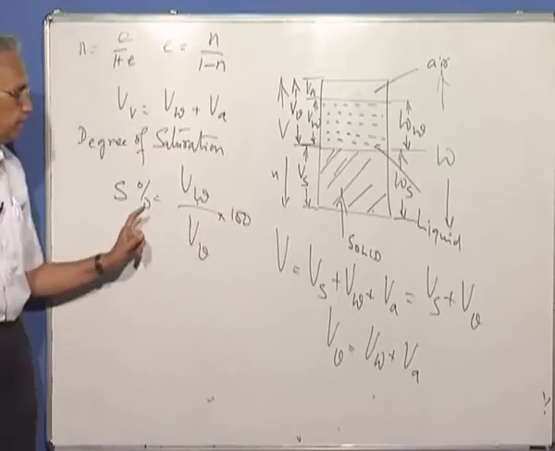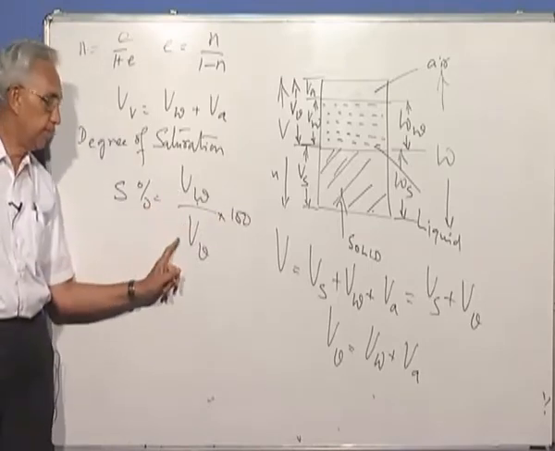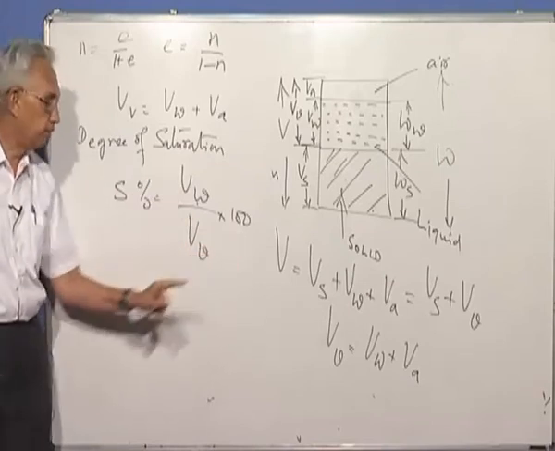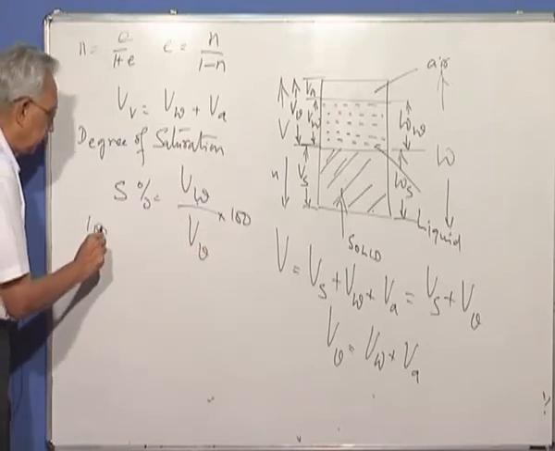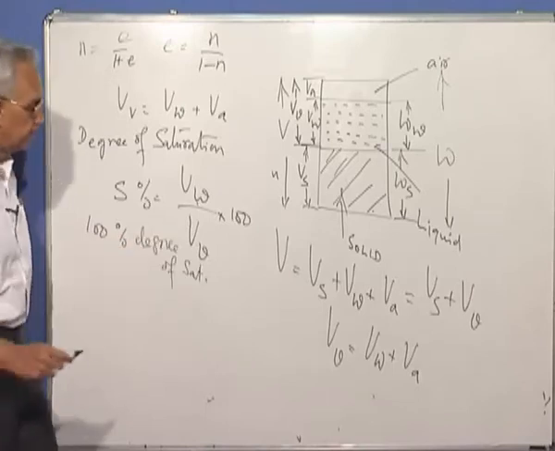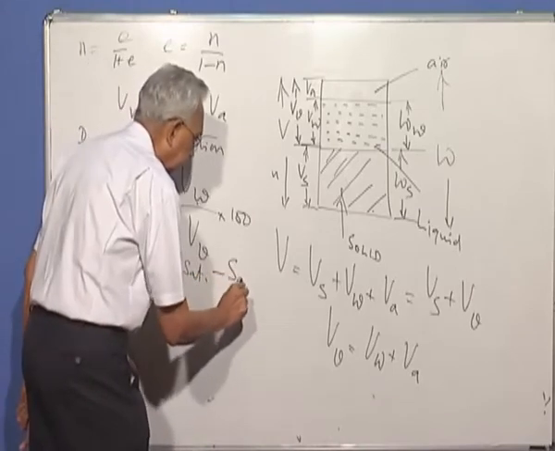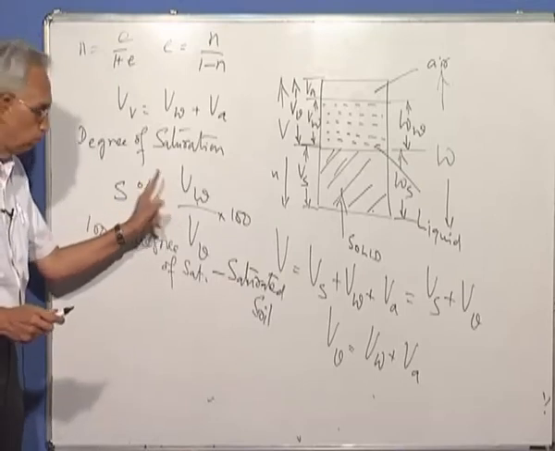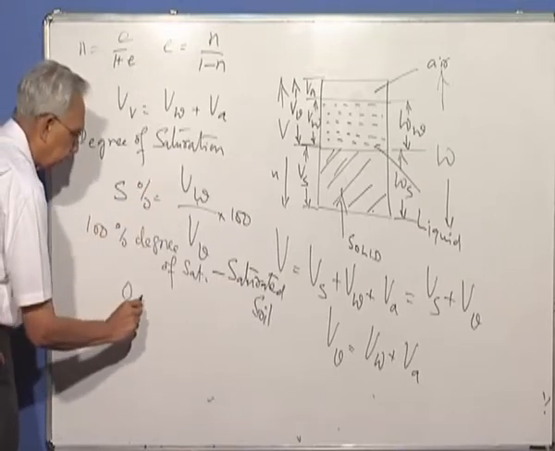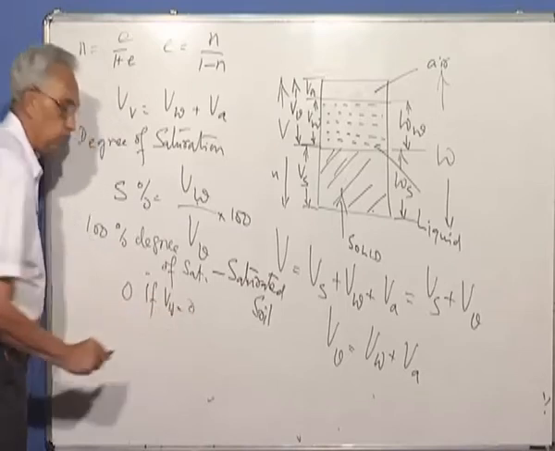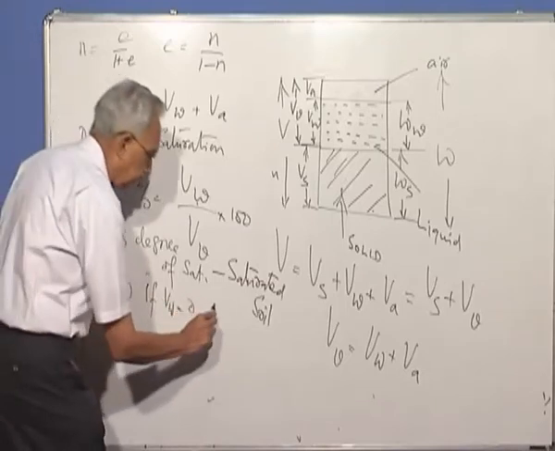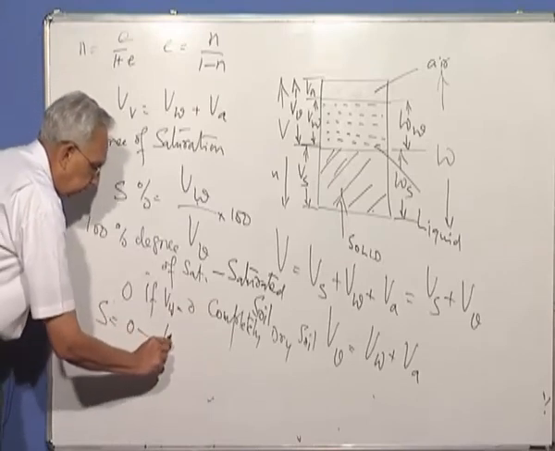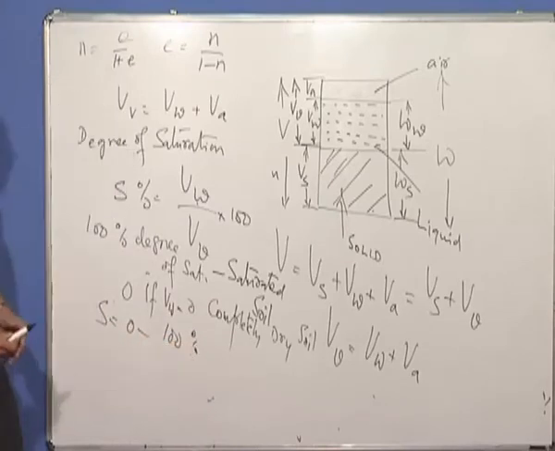You can see that if volume of water is equal to volume of voids, this ratio is 1, multiply by 100, and you get 100% degree of saturation, and this is called a saturated soil. And if volume of water is 0, then you will get 0% if Vw is 0. It's a completely dry soil. So degree of saturation can vary from 0 to 100%. Why is it important?